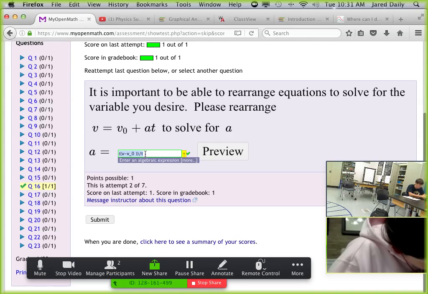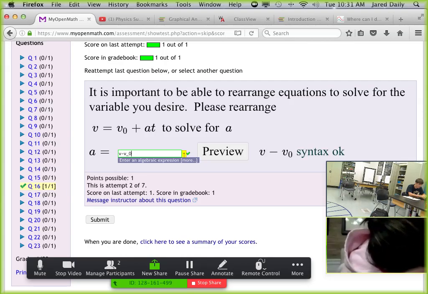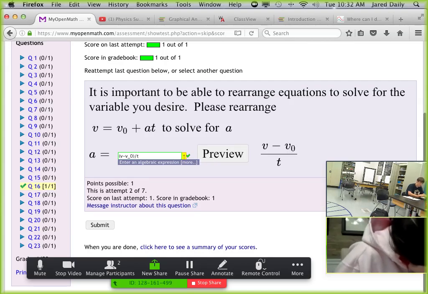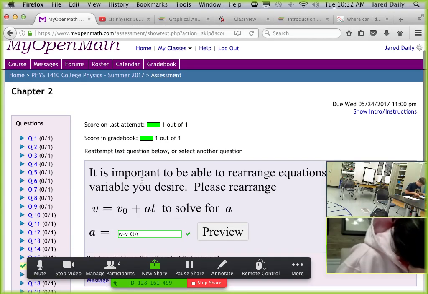Let me try it another way here. Let's try V minus V underscore 0 divided by T with parentheses. Let me try it this way. This should work. I don't know why it wouldn't. It's still working for me. My guess is that you put in an O instead of a 0. That's a very common mistake, but it's not always possible to tell.